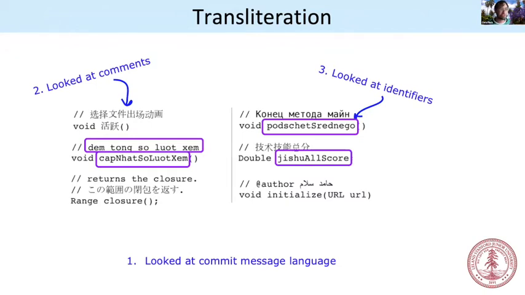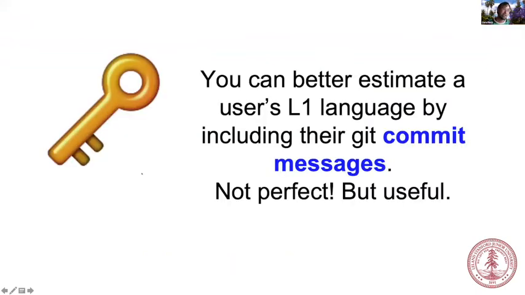By transliteration, I mean something like, this is in Russian, but instead of being in Russian script, it's written in Arabic or Roman script. And here, this is the same thing. This is in Vietnamese, but instead of being in Vietnamese script, it's written in ASCII. Okay. An interesting insight we've discovered: you can better estimate somebody's mother tongue if you look at their commit messages than if you look at their comments or their identifiers.